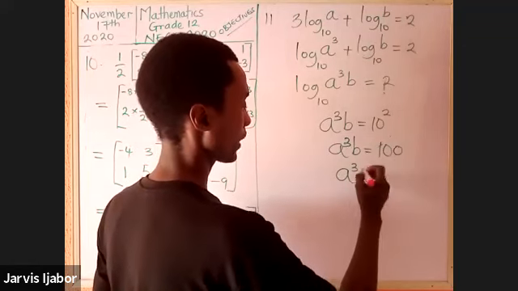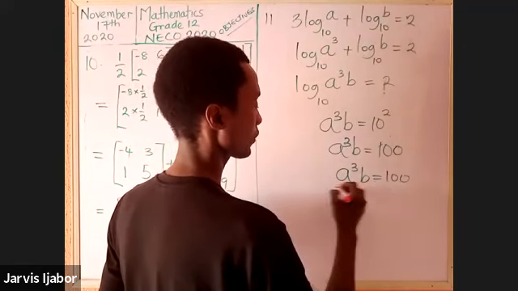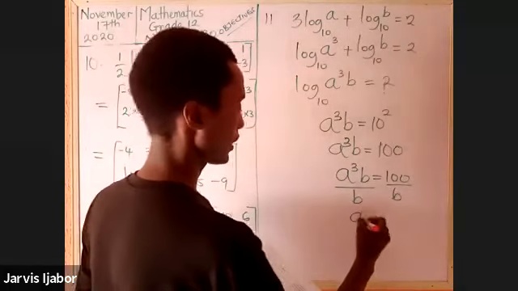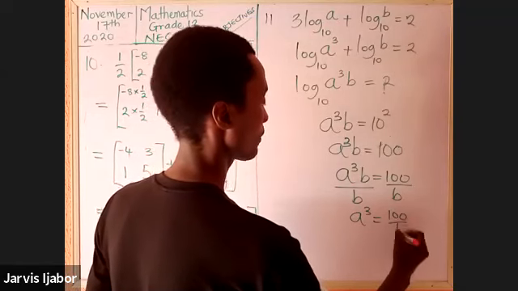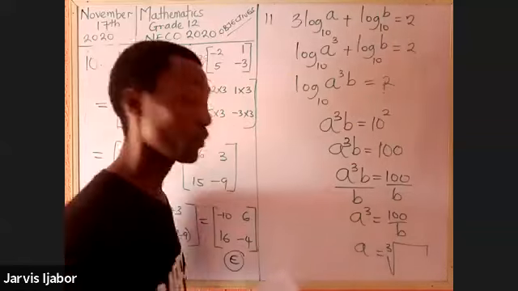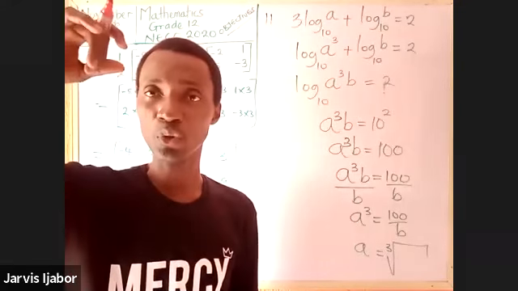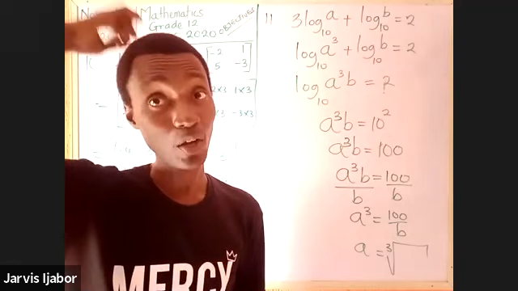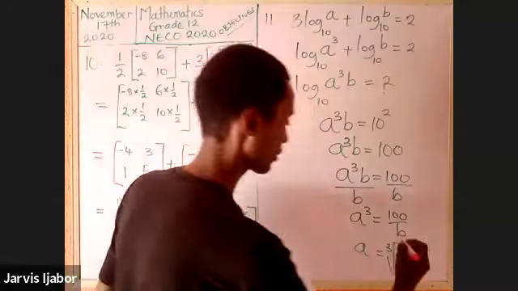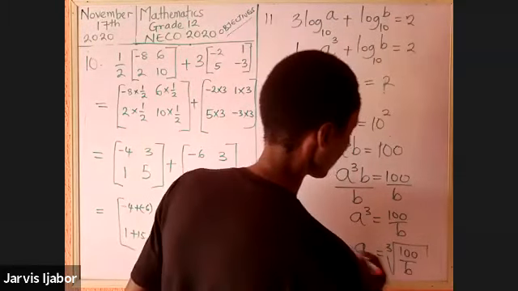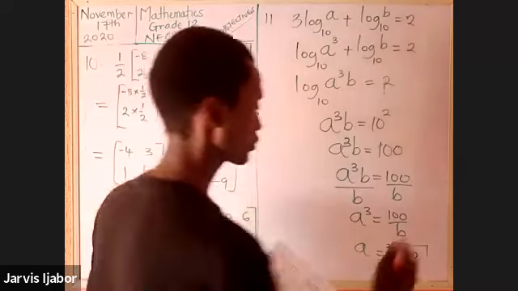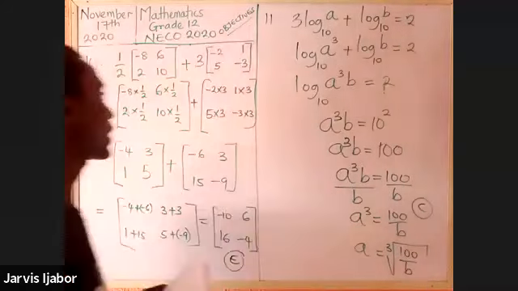Let's take it one step back, because sometimes students may find it difficult to perceive what has happened. A cubed will be equal to 100 over B. So what is A? A will be the cube root. Remember we said that for an index that is a whole number, when it crosses equality, the inverse operation becomes a fraction. So that will give me the cube root of 100 over B. So that's what the answer would be, and in that exam it should have been C.